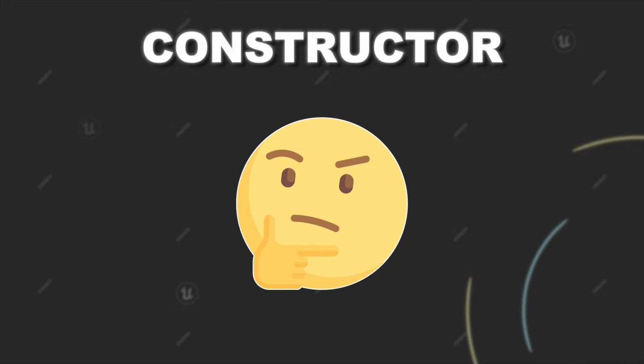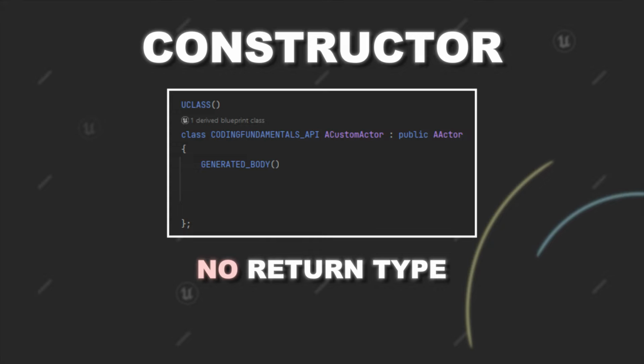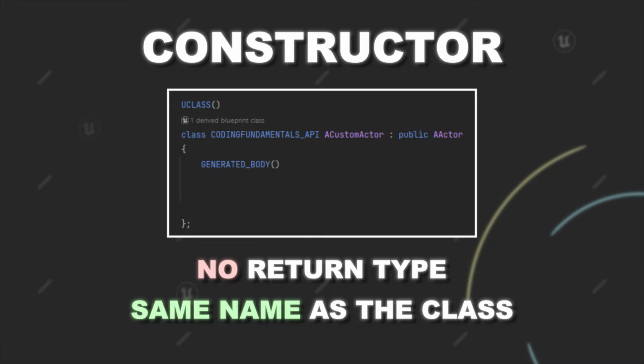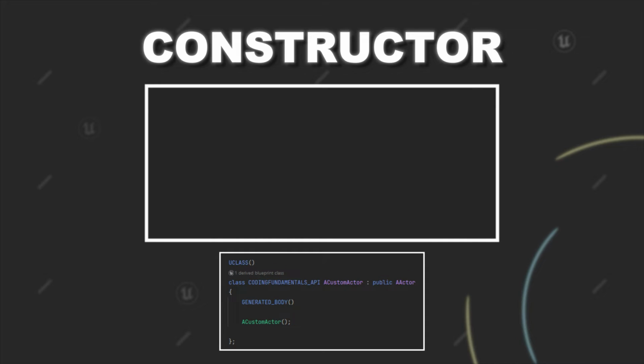But how do we create a constructor? Like said before, the constructor is a special type of method. It is special since it has no return type and shares the same name with the class itself. So to declare your constructor in the header file, you just have to write the class name followed by the argument list. When you implement it, it looks like this.